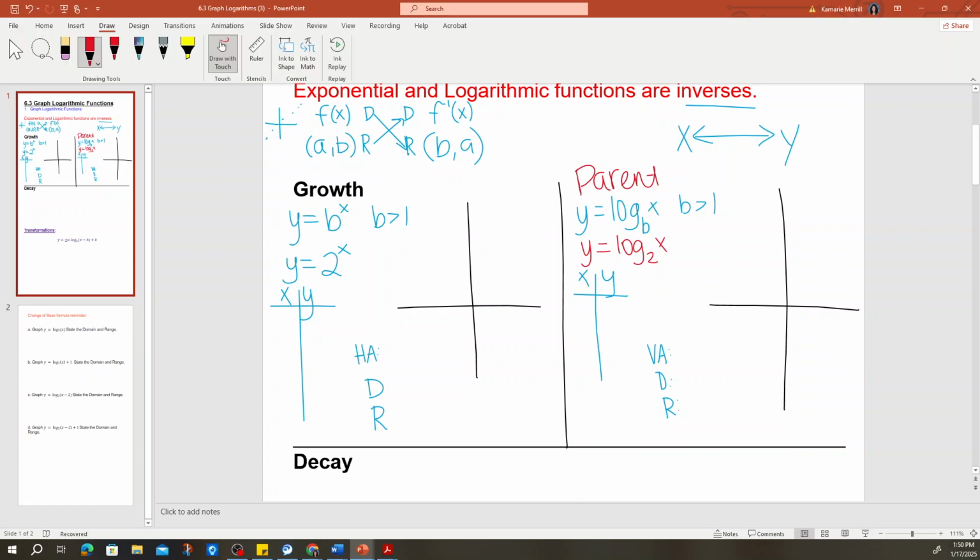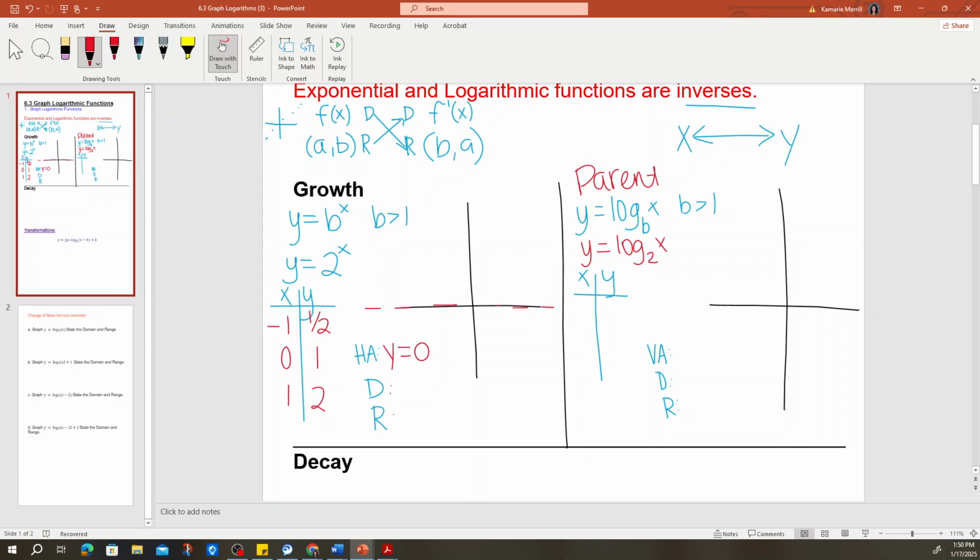What pattern did we develop when we had a b raised to an x? We would plug in which 3 points, the easiest ones? -1, 0, 1. Yep, -1, 0, and 1. That's the pattern we learned, right? And 2 to the -1 is 1/2. 2 to the 0 is 1. And 2 to the 1 was 2. And didn't we have a horizontal asymptote at y equals 0?